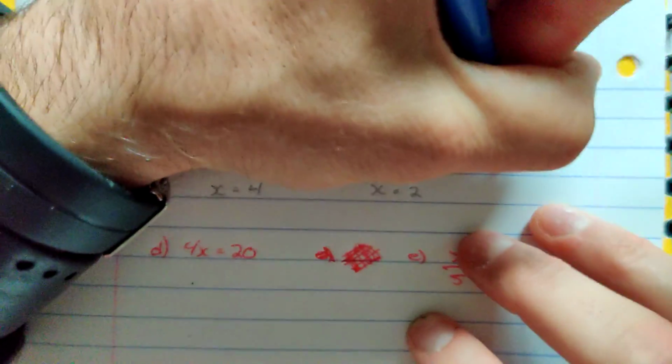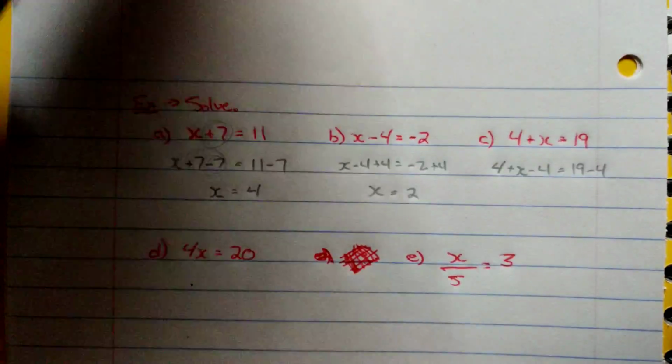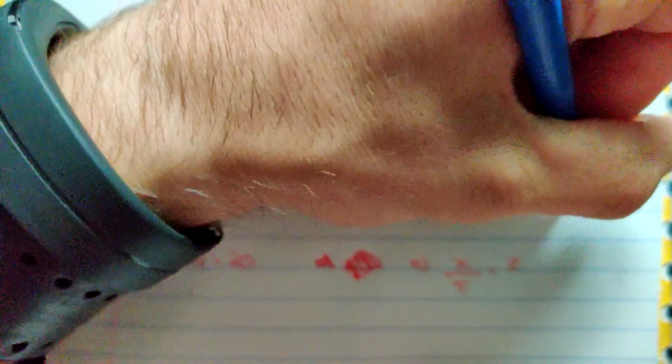Sometimes the x will be on the other side. 4 plus x. Well, that's no different. We've got to get rid of this addition of 4, so we're going to subtract the 4 from both sides. And we're left with x, and we're left with 15.